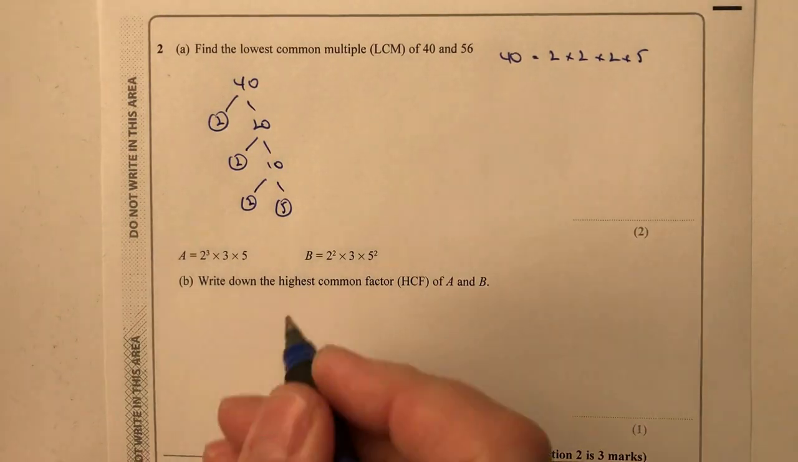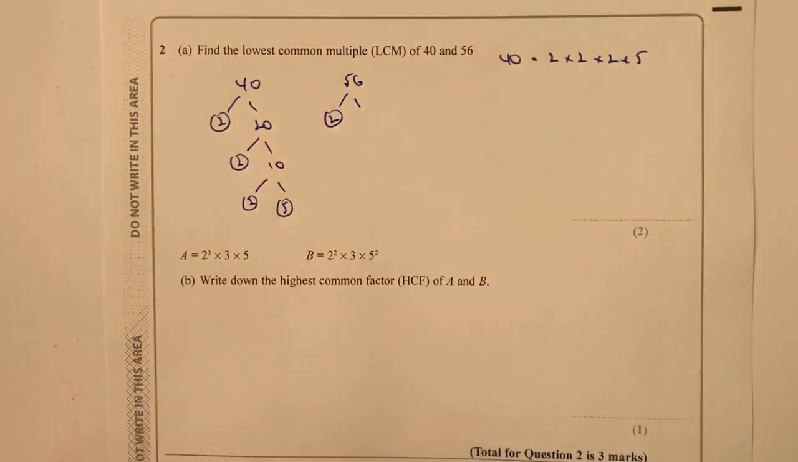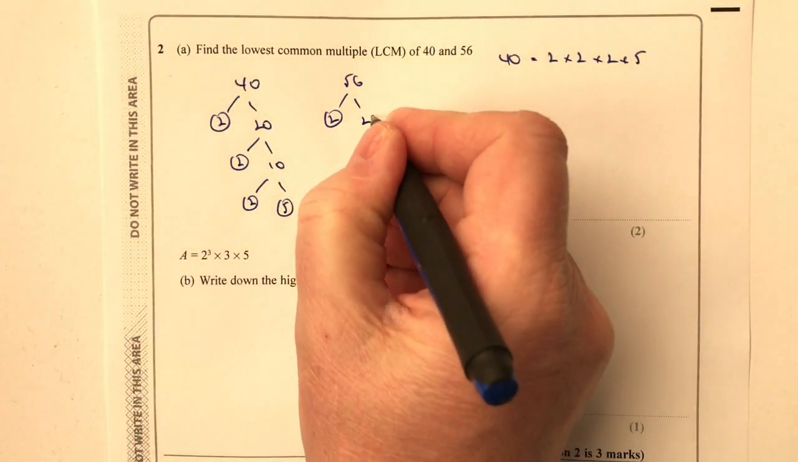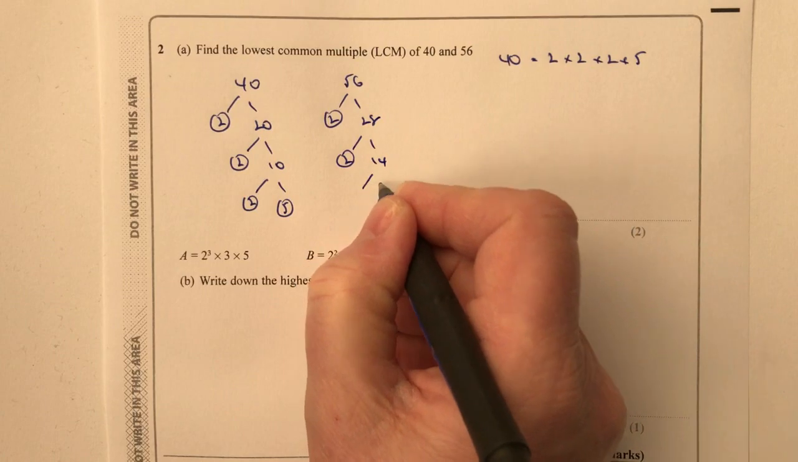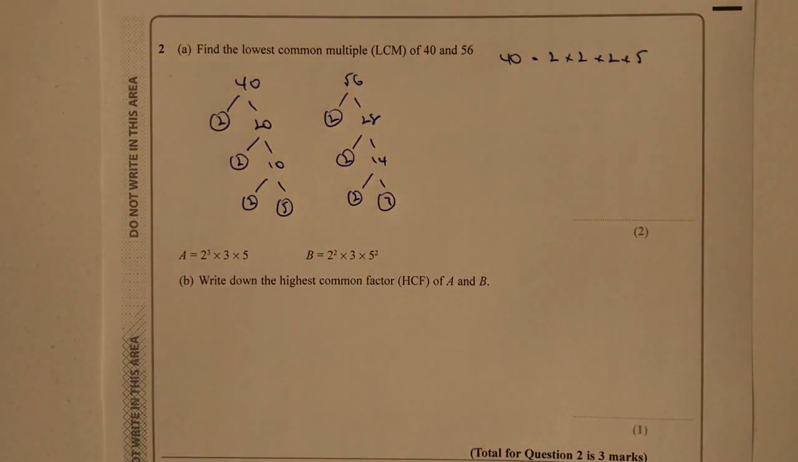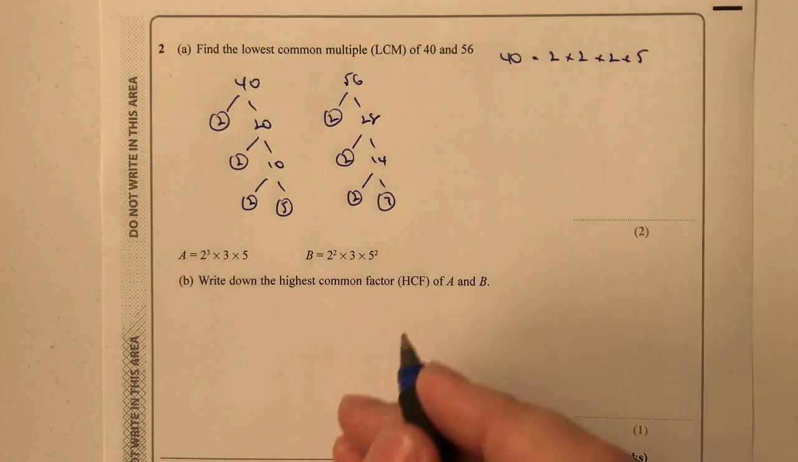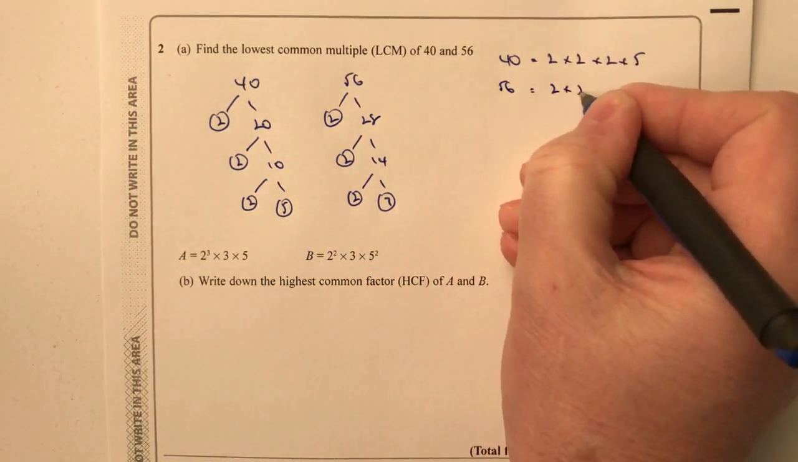Let's do the same exercise with 56, and again I'm going to multiply or divide through by 2, and I get 2 times 28. Do exactly the same, 2 and 14, and then I've got 2 and 7, and again 2 times 2 times 2 times 7 is going to be a value of 56, and all of these numbers are prime factors.